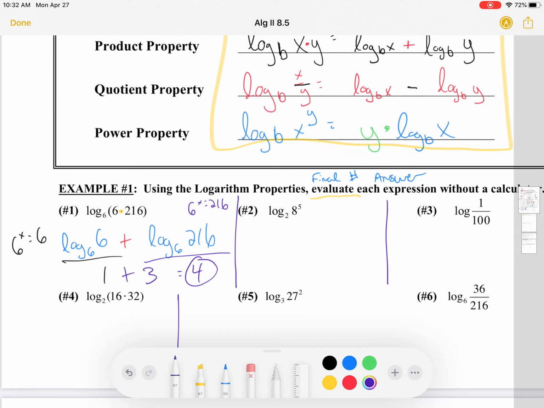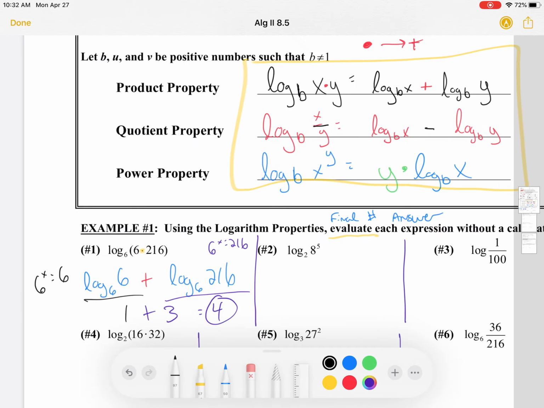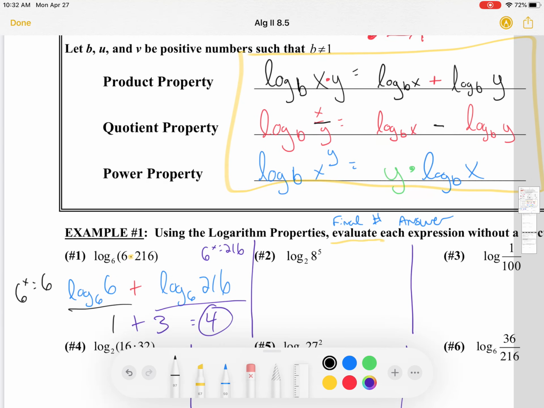Okay, on to number 2. I'm going to try to chunk this out so I keep it somewhat clean. Okay, we have log base 2 of 8 to the 5th. So what do we do here? Well, you might notice that there is an exponent there. So we're going to use the power property. This 5 is going to come out front and become multiplication. So now it's 5 times log base 2 of 8.